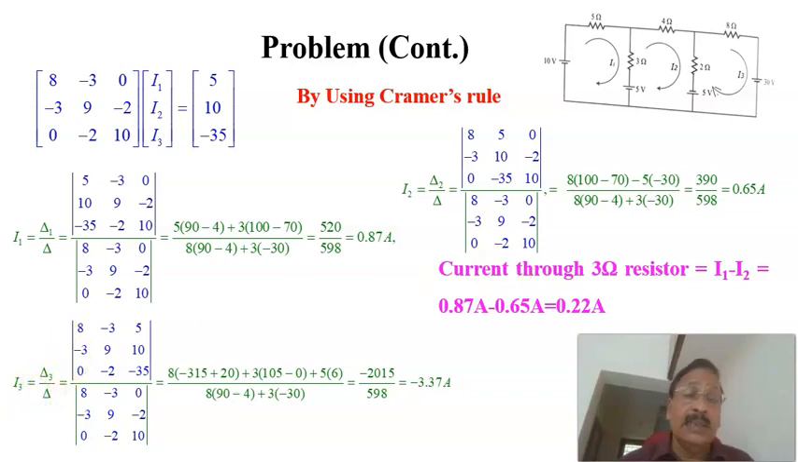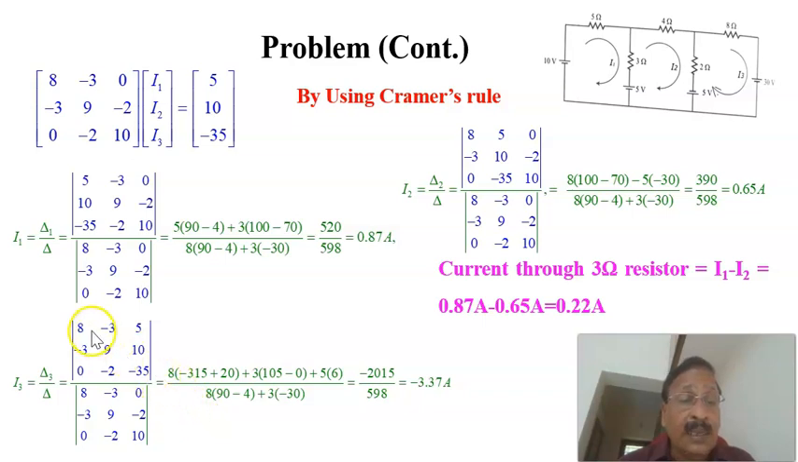Similarly, the third mesh current I3 we again solve using Cramer's rule, which is equal to delta 3 divided by delta. Delta is the same, the determinant of this resistance matrix. The numerator is delta 3, which means the third column is replaced by the voltage column. Therefore, it is 8, minus 3, 0, minus 3, 9, minus 2, the same thing, but the third column is replaced by 5, 10, minus 35. Again, we find the determinant of this one, the numerator, and divide it by the determinant of this resistance matrix.